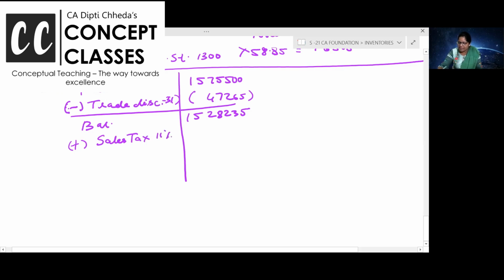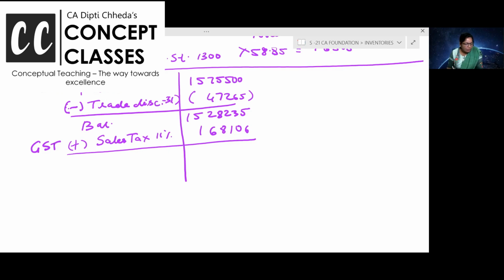Sales tax is how much? 11%. $168,106. Sales tax is like GST. I want all of you to write GST, import duty, whatever it is, just add it over here. So you will get the cost.